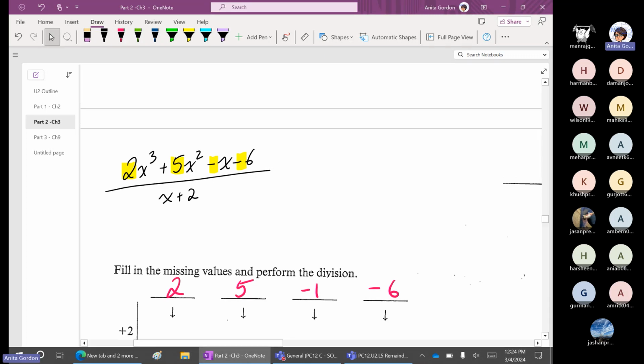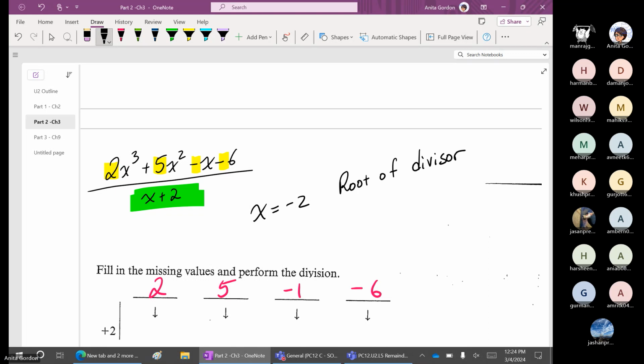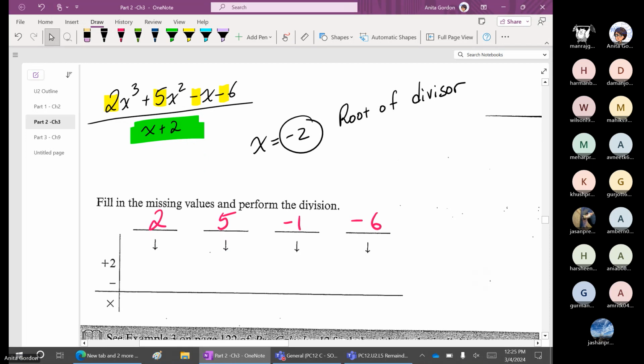The next thing I need is what is the value of x that I am dividing. This was a factor, x equals what? Okay, so x equals negative 2, we call that the root of the value. So we're going to use negative 2 as our divisor. I know there's a little bit of a typo in here, so can we just cross out these things here? We want negative 2, that is our divisor.